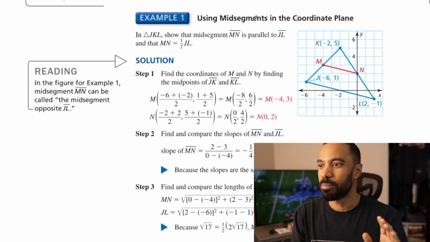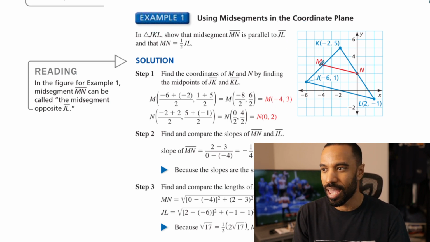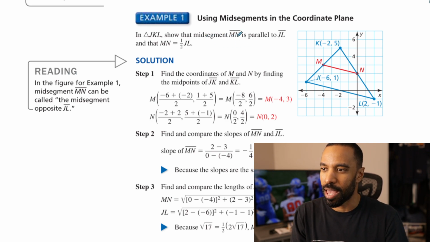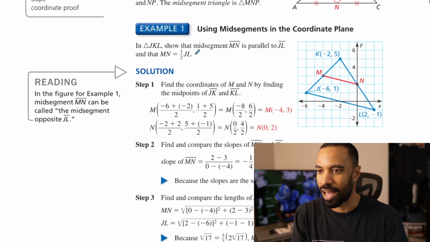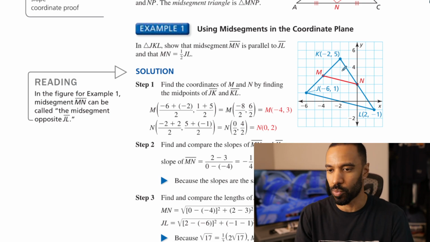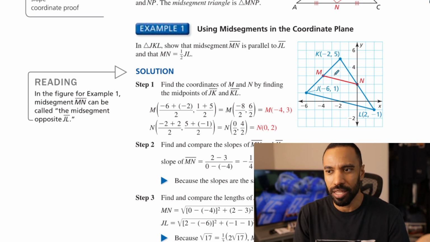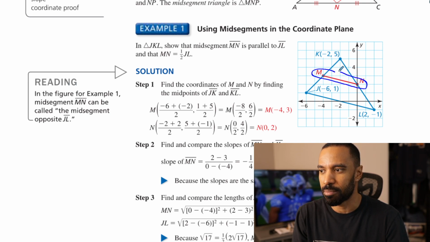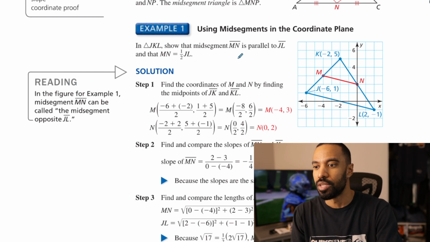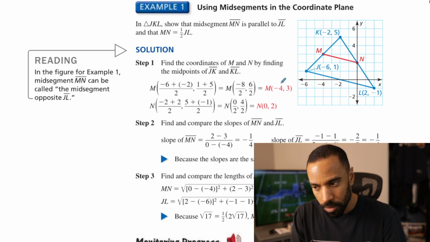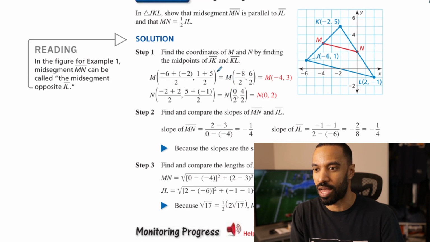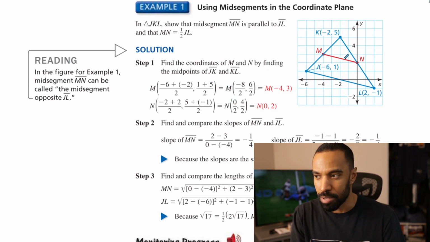Oh, here it is. Using mid-segments in the coordinate plane, in triangle JKL, here's JKL, show that the mid-segment MN is parallel to segment JL, and that the length of MN is equal to half the length of JL. So one of the first things we're going to learn, and this isn't the proof, but it applies, we're going to show that this mid-segment is half of the side that it's parallel to, the side of the triangle. They're going to use a form of the Pythagorean theorem or the distance formula to show that. But before that, they need to find the midpoints themselves.